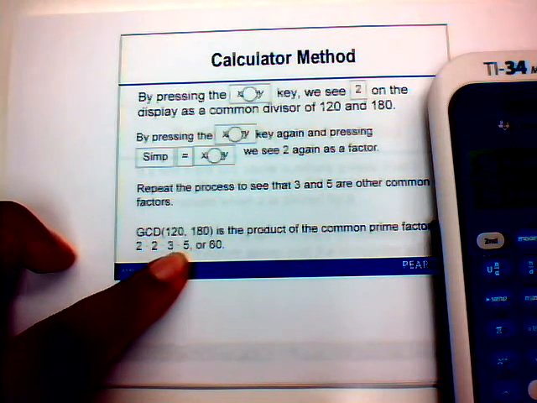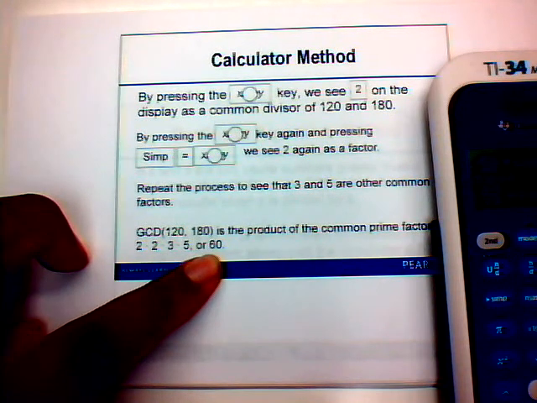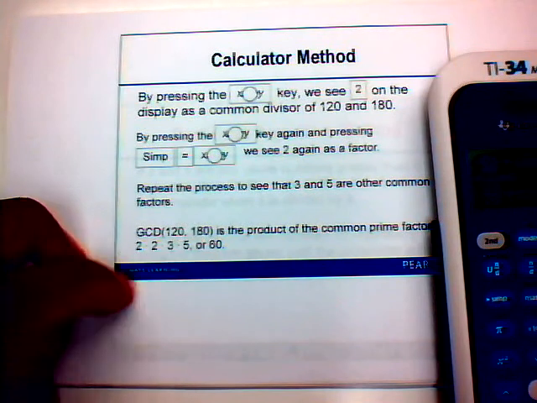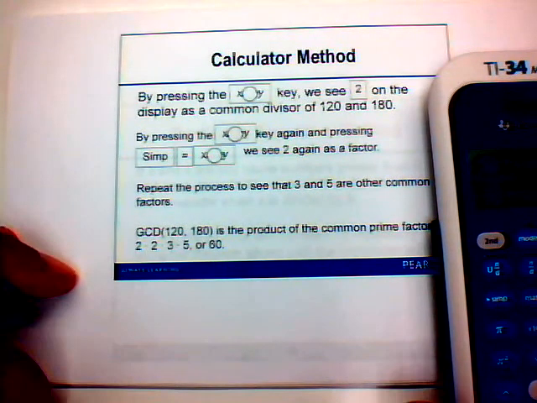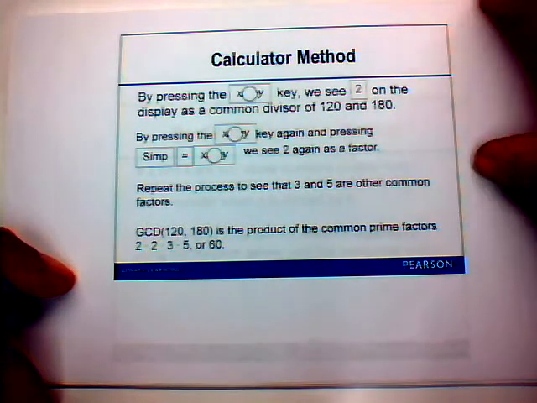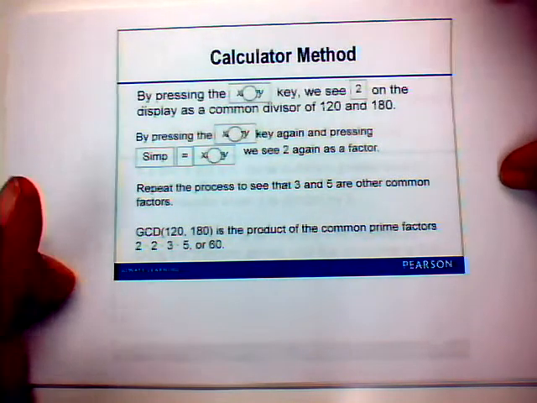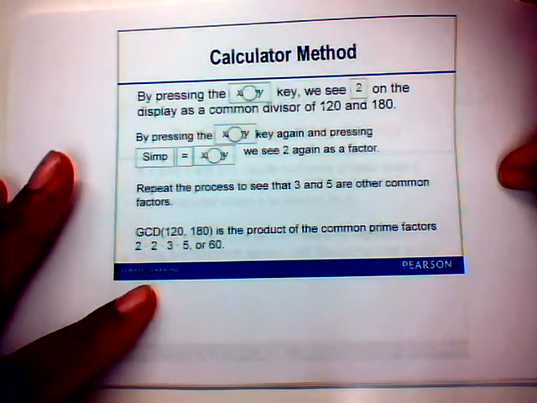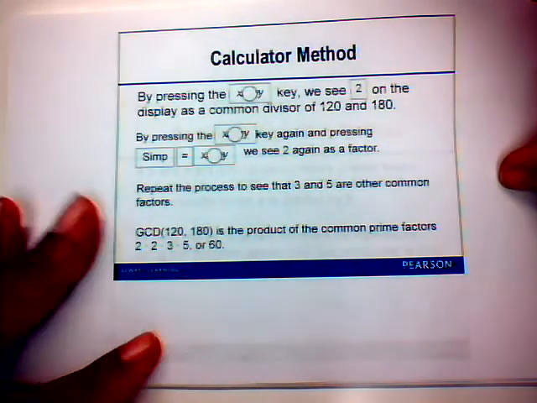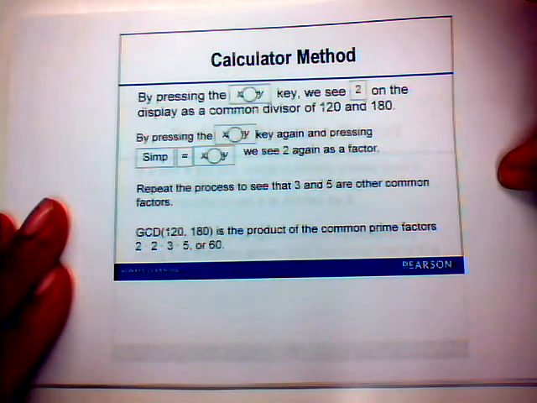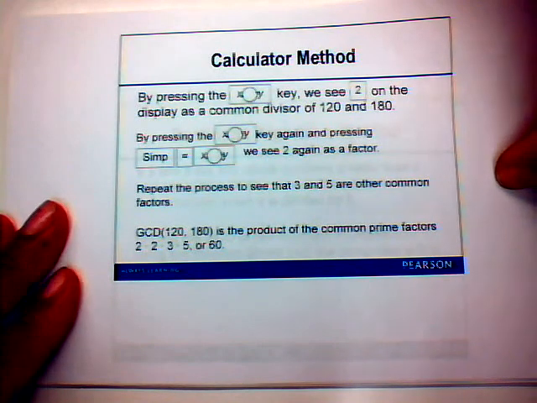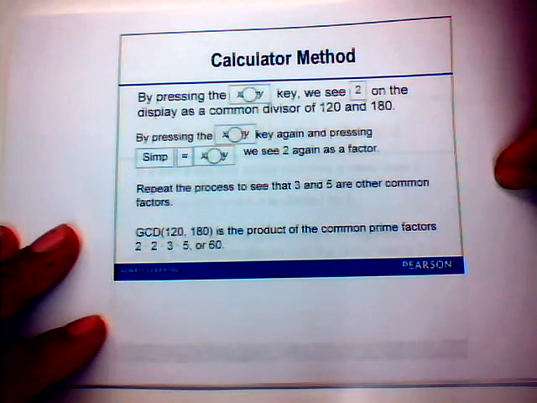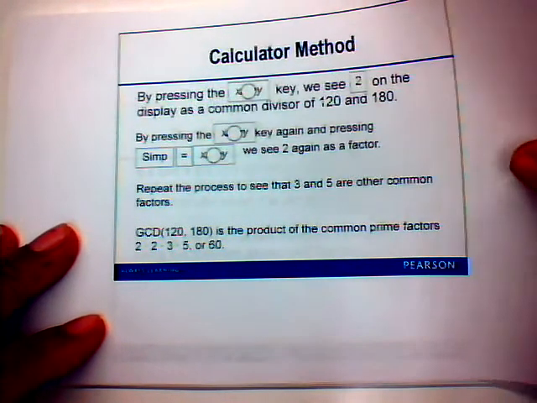Okay, so the largest number that we use to reduce 120 over 180 would be 60. So that means your greatest common factor is 60. So pretty much this greatest common factor concept using a calculator is helpful in simplifying fractions, taking a fraction and writing it in its simplest form, because you're taking the greatest common divisor.